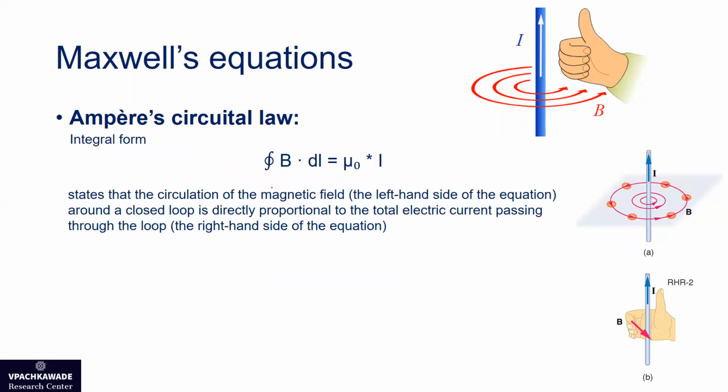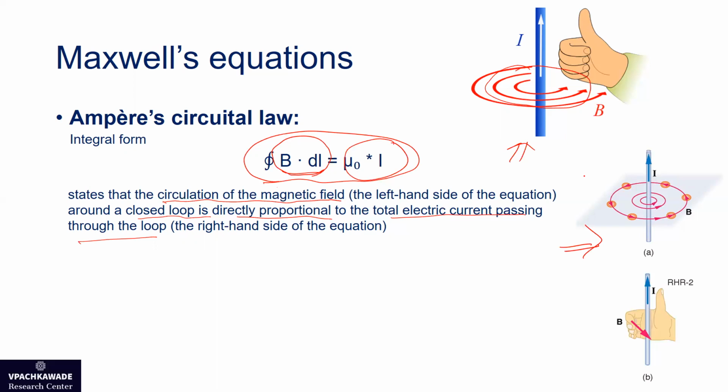Let's move to the next slide. Here again we have this equation. How do we read it? This equation states that the circulation of the magnetic field around the closed loop, the left-hand side, is directly proportional to the total electric current passing through that loop, the right-hand side. This figure and the previous figure are the same, and we can indicate the direction of current and the magnetic field it produces. So we can also know the direction of the magnetic field.